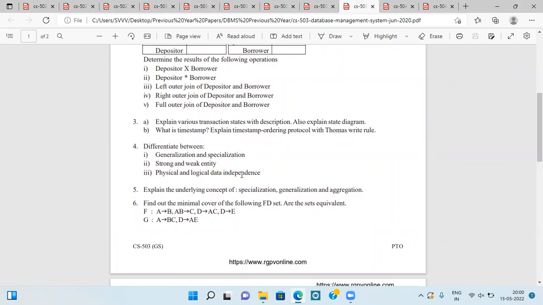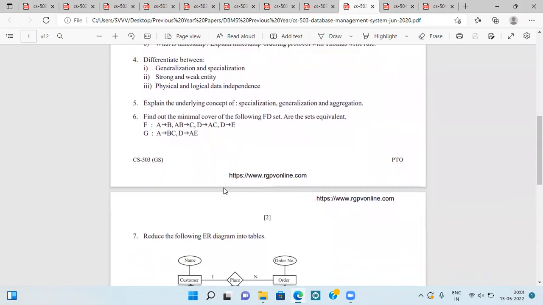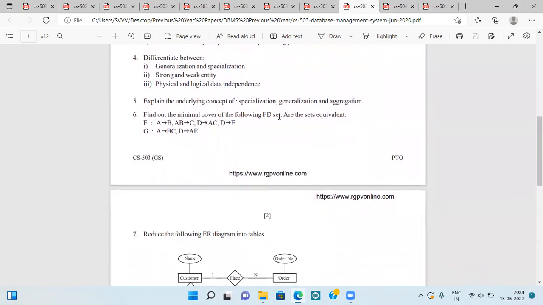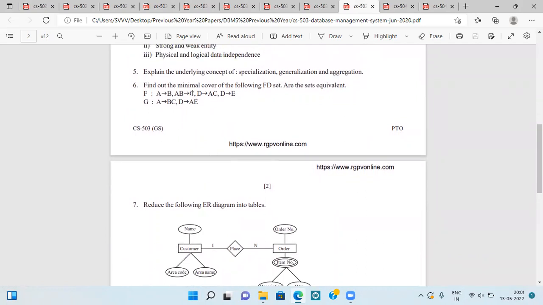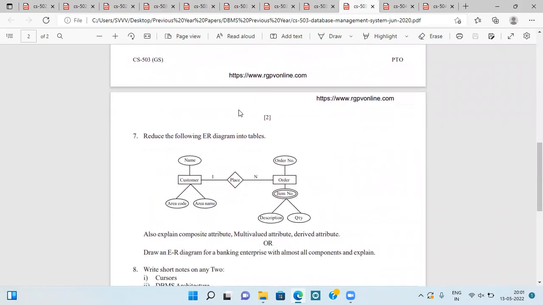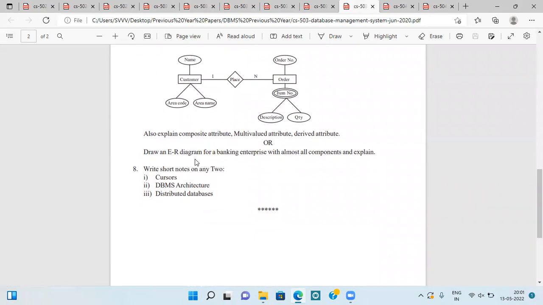weak entity, physical and logical data independence, then specialization, generalization, aggregation. Again, FDs given हैं, और based on these FDs, we have to find the minimal cover of the following FDs, right? ER diagram given है, and we have to explain composite attributes, multi-valued attributes and derived attributes. ER diagram बनाना है banking enterprises का, then short note लिखनी है cursors, DBMS architecture, distributed databases.